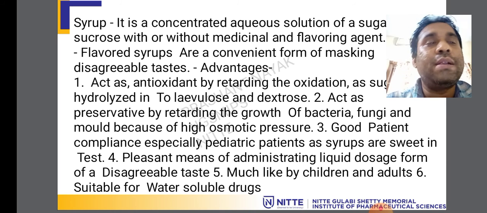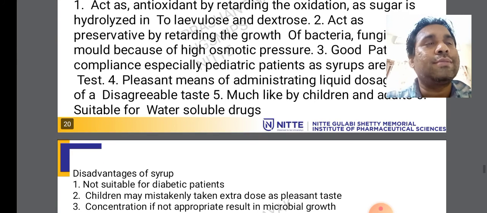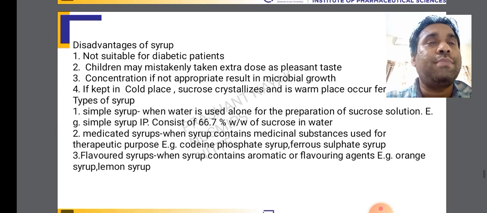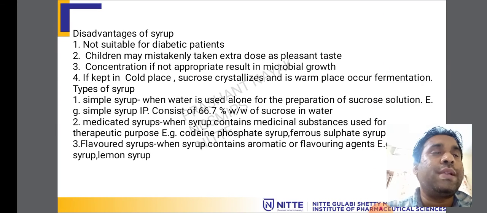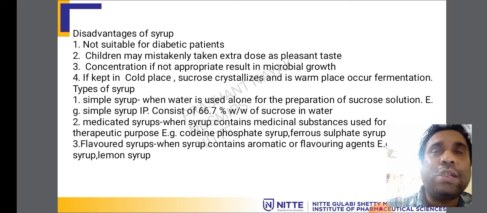Of a disagreeable taste, much liked by children and adults. Suitable for water soluble drugs. So these are all the advantages of a syrup. Now coming to the disadvantages. What do you mean by disadvantage of a syrup?